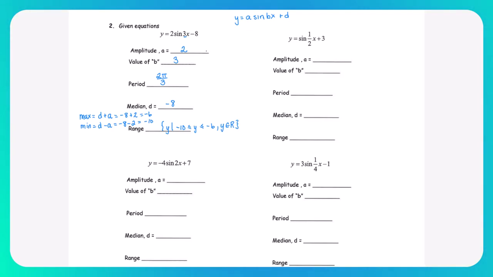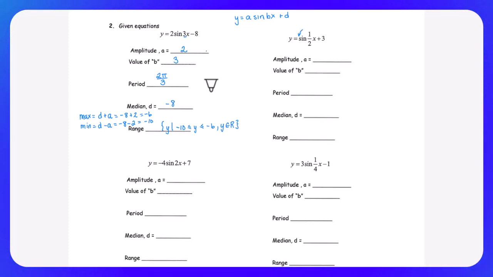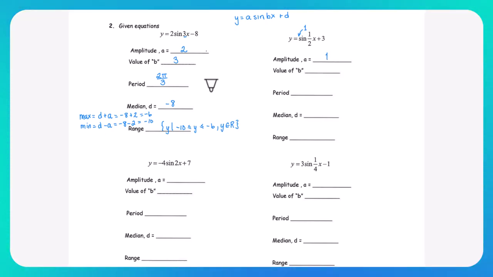Y equals sine of 1/2 x plus 3. Well, what's the a value? Think about that. The a value normally is right there, but there's nothing there, so it's that hidden 1. So our a value is 1. And what's the b value? Well, it's okay. The b value is 1/2.